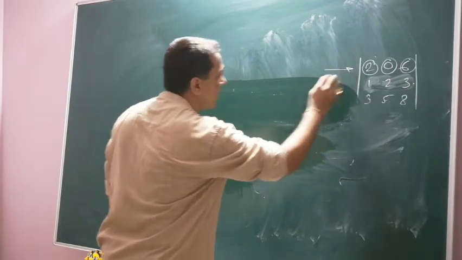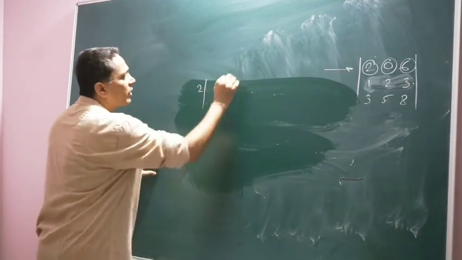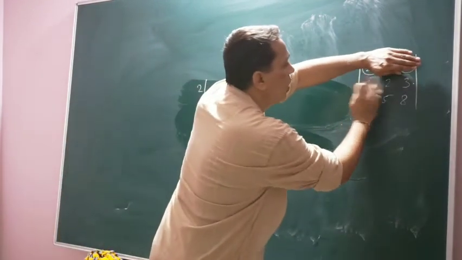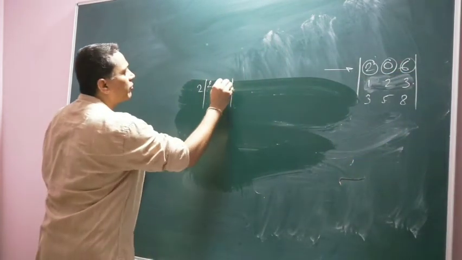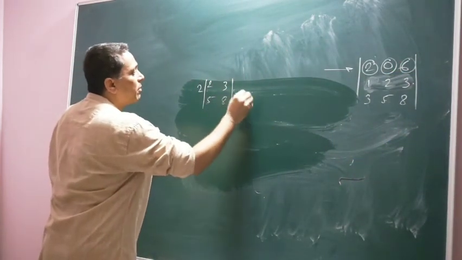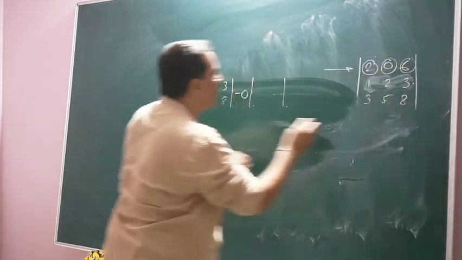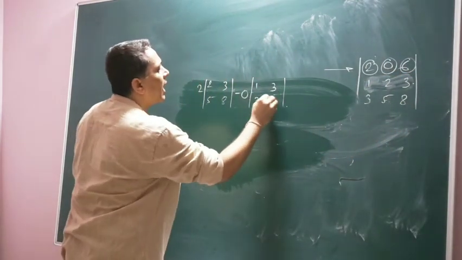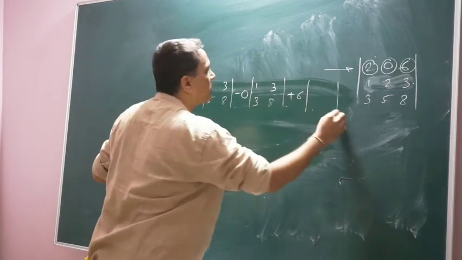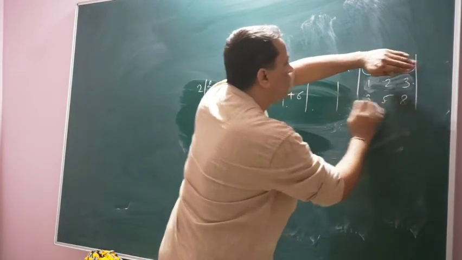Considering the first row again, 2, forget the row and column, 2, 3, 5, 8. Always subtract the second number. Forget the row and column, 1, 3, 3, 8. And always add the third number. Forget the row and column, 1, 2, 3, 5.